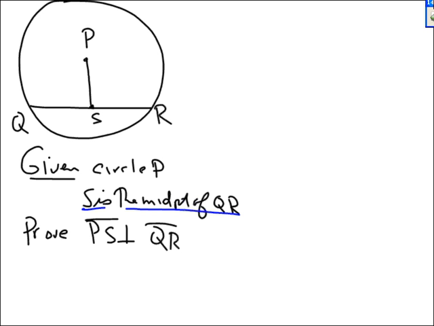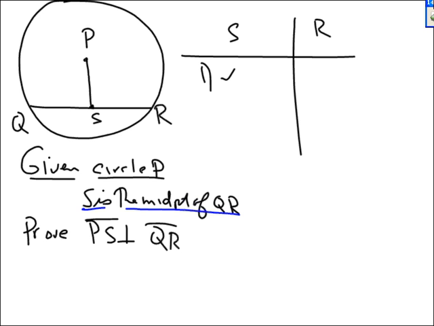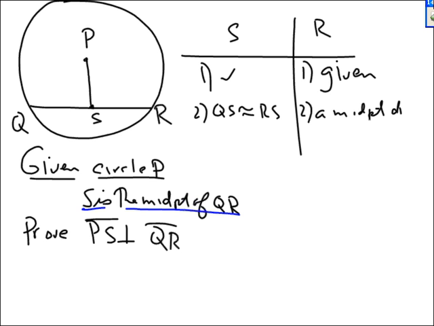And we are told, so we're given circle P, so statements and reasons. Statement 1, it's everything that's given. The reason that I can put it down is it's given. 2, want to say that QS is congruent to RS. The reason is a midpoint divides a line segment into 2 equal parts.